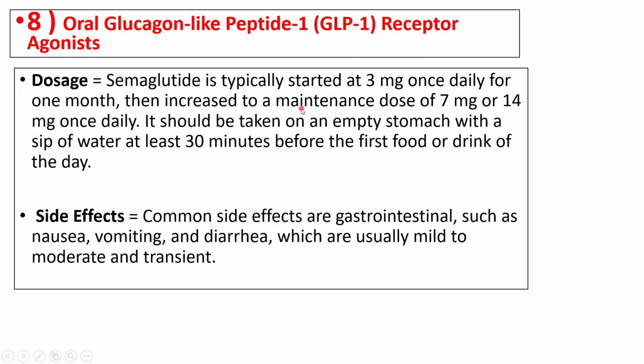This is typically started at 3 milligram once daily for 1 month, then increased to a maintenance dose of 7 milligram or 14 milligram once a day. It should be taken on an empty stomach with a sip of water at least 30 minutes before the first food or drink of the day. Common side effects: GI tract problems, nausea, vomiting, diarrhea. This is very easy to remember, and they are usually mild to moderate and transient.